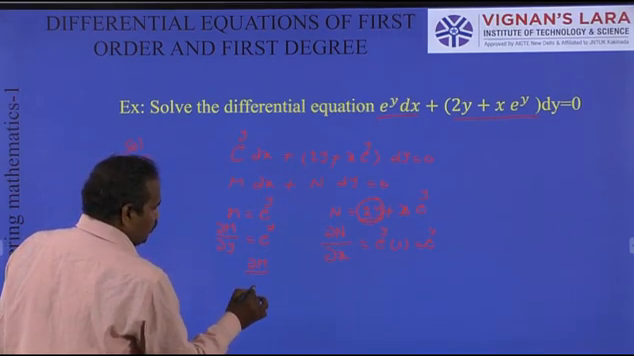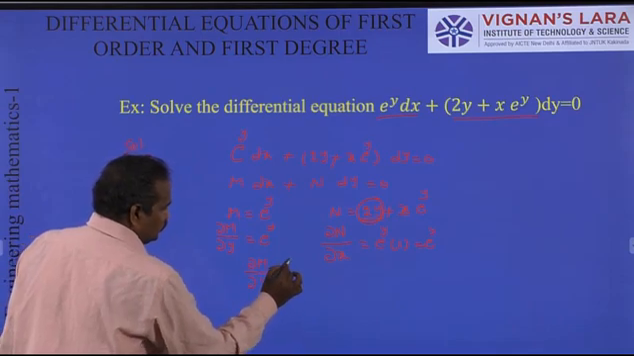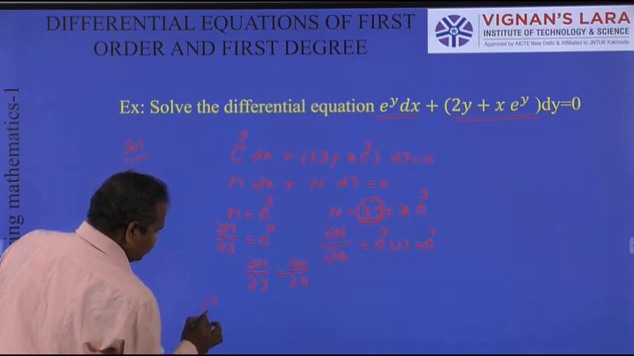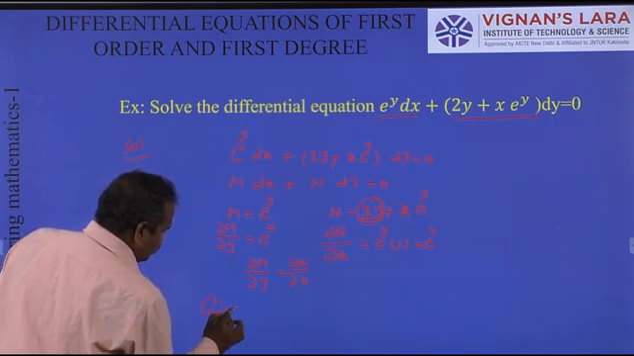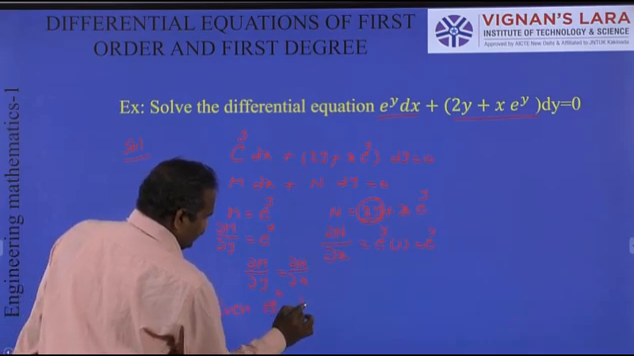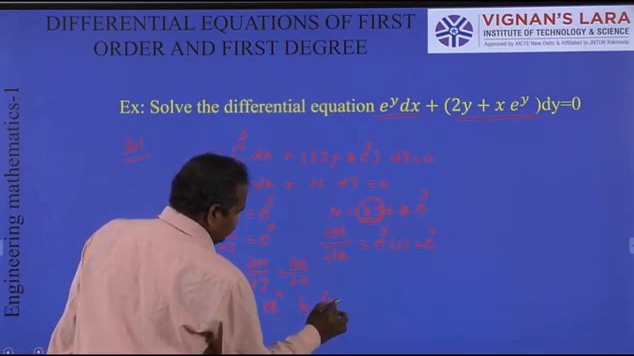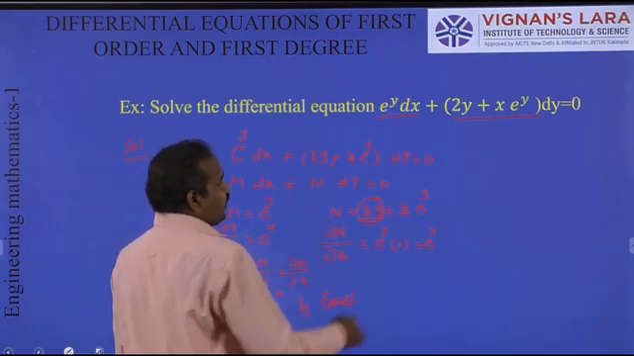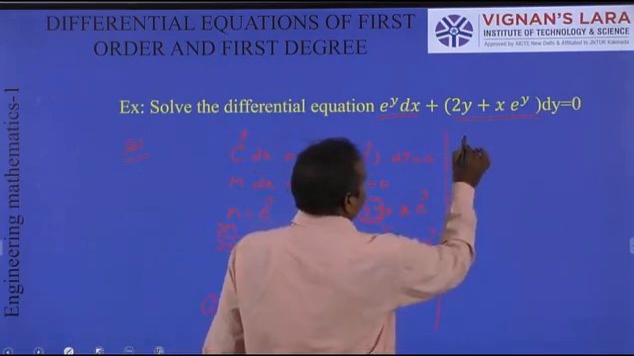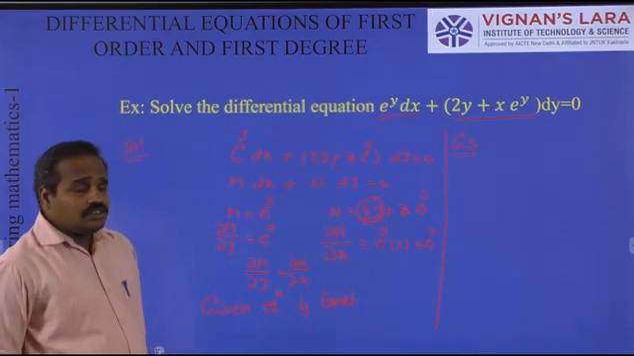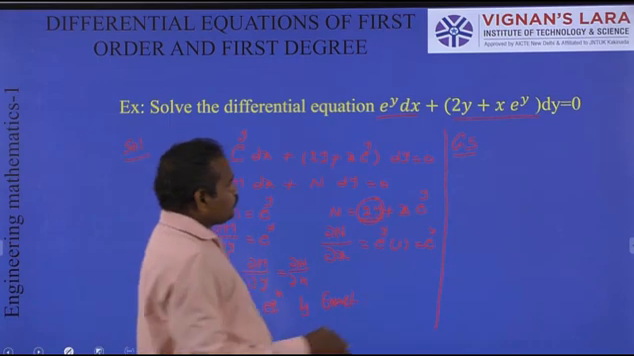So dou M by dou y is equal to dou N by dou x. That means given equation is exact. So exact condition completed. Now we are evaluating the general solution. What is the general solution?